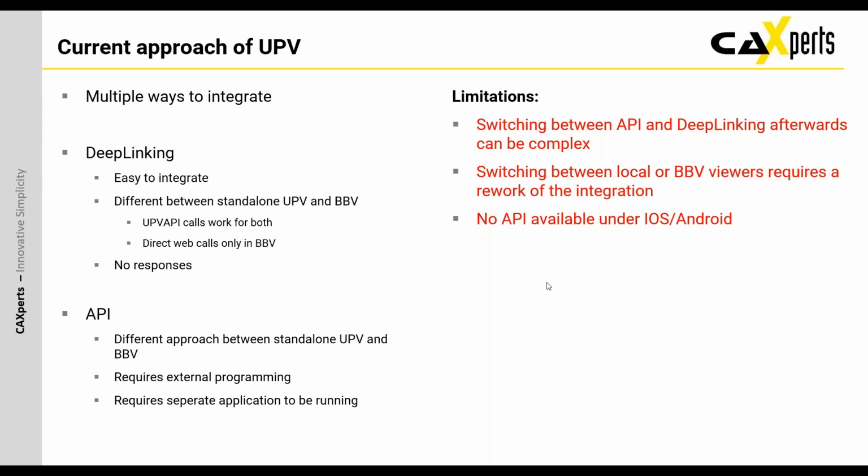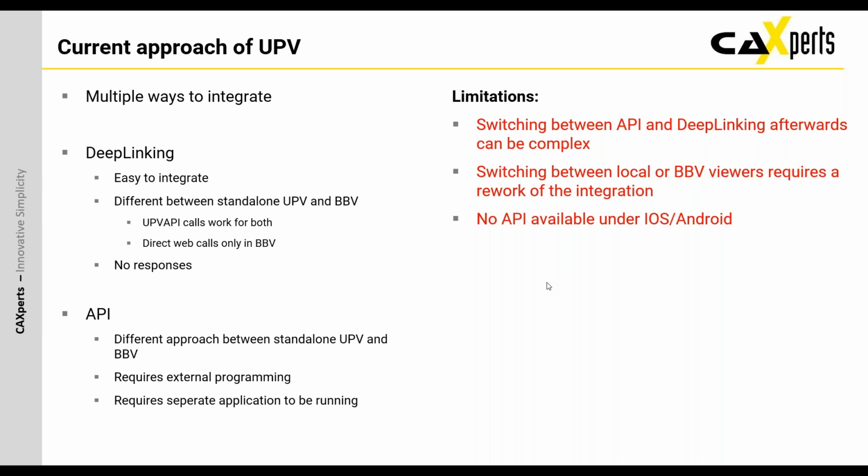So we have two systems for UPV API calls. It works with both. But if you started with only browser-based viewing and you might have been using direct web calls, you will need to have a small rework or a small modification of the links to get a stable version that works on both, standalone UPV and browser-based viewing. Another point is you are not able to get any responses from UPV. So you have no idea if the deep linking command worked, or you're also not able to get any attributes from the model.